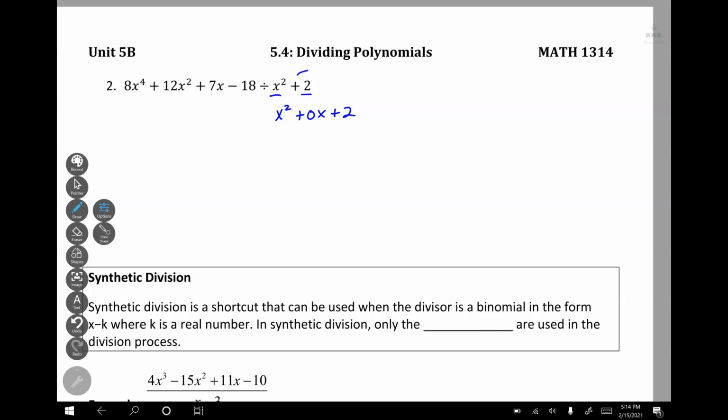So we were missing the x term, so you're just going to insert that 0x. Now look at your dividend. It goes from x to the 4th to x squared. So we're missing the x cubed term. So we need to insert a 0x cubed into this part as well.